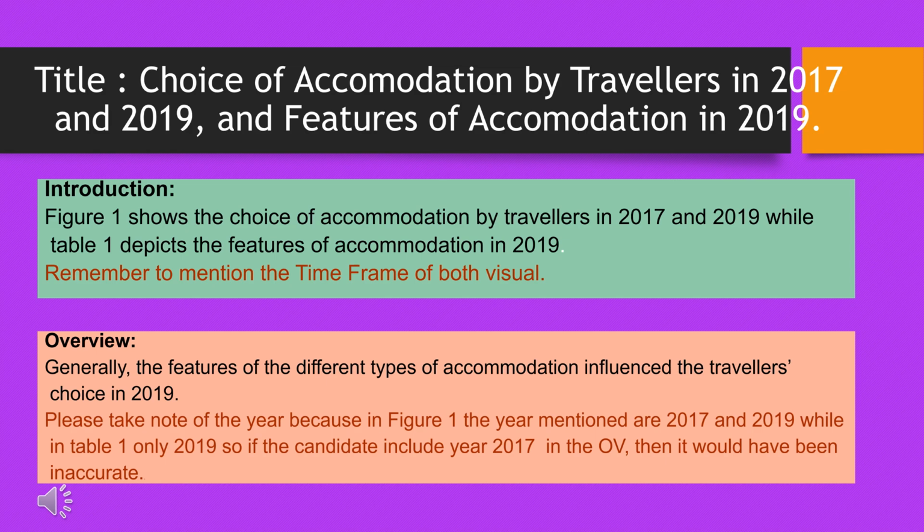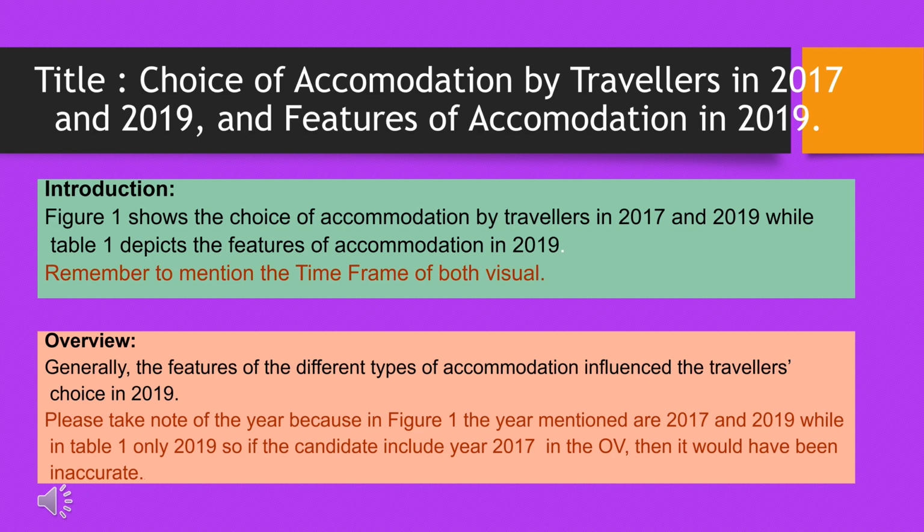Okay? Now, for the overview, starting with the word generally: generally, the features of the different types of accommodation, that is from Table 1, influenced the traveler's choice in 2019. So which means that in Table 1, the features influence the traveler's choice. So it is an overview.